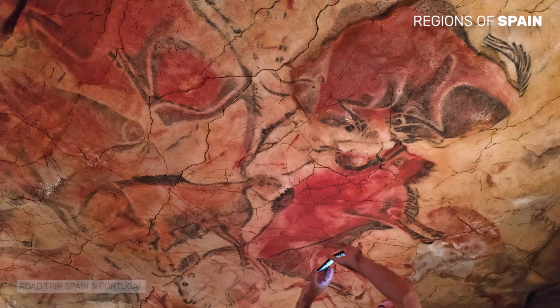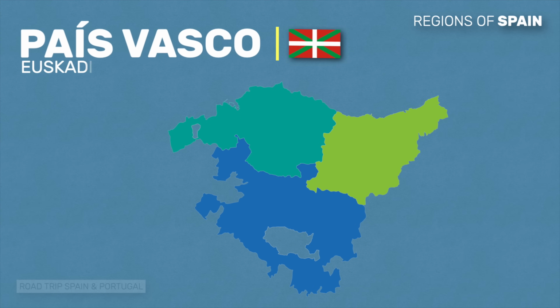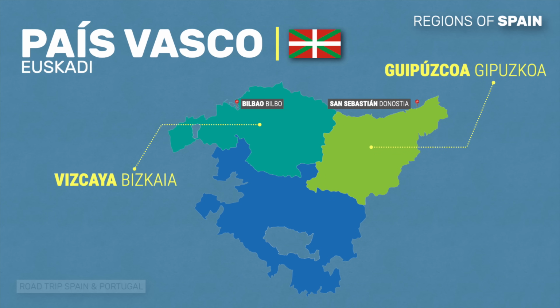And the last community on the northern coast of Spain, between Cantabria and the French border, is the Basque country, País Vasco in Spanish or Euskadi in the local language. Two official languages are spoken here, Spanish and Euskera or Basque. The Basque country is divided into three provinces: Vizcaya, with its capital Bilbao, Guipúzcoa, with its capital San Sebastian, Donostia, and Araba, with its capital in Vitoria-Gasteiz, which is also the capital of the Basque country.